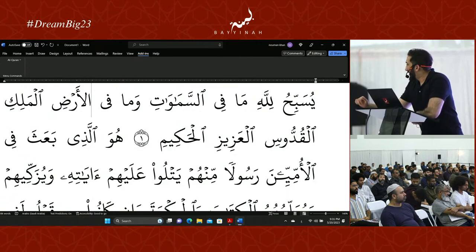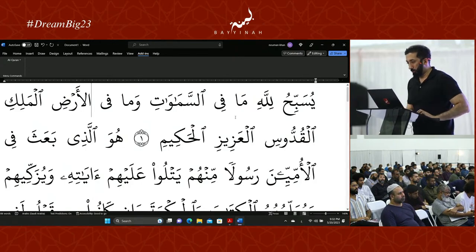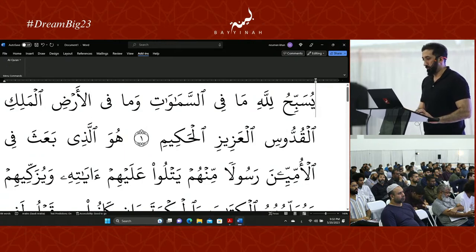Why the two ma's? Why the two? And there are other places in the Quran where there's not two ma's. It's just one. So let's look at another surah. Let me show you something.